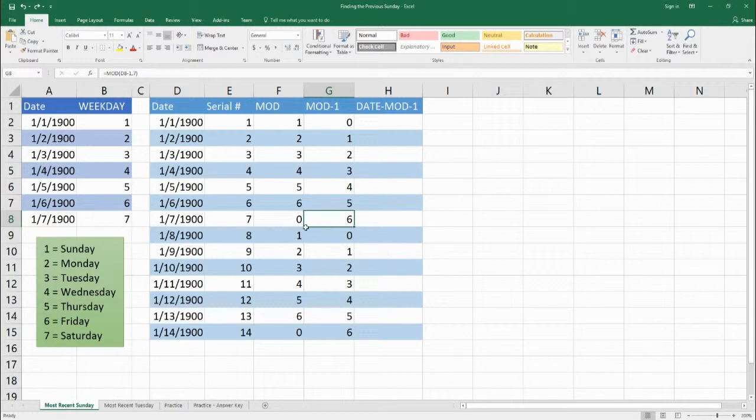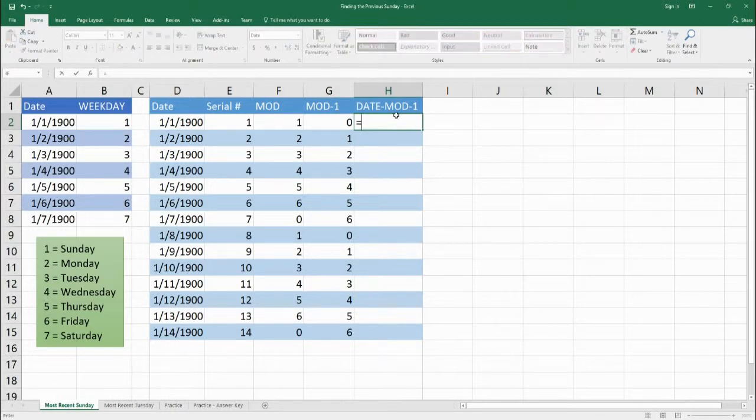So we're going to send it back to the correct formula of modulo D8, this serial number, -1, which gives us a 6. Okay, so 7 goes into 6 0 times, and we get a result of 6. That's why we have to put this -1 inside the modulo equation here.